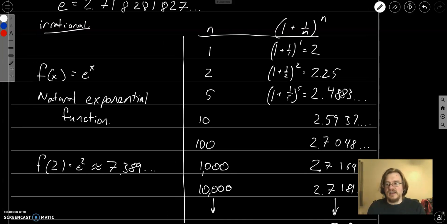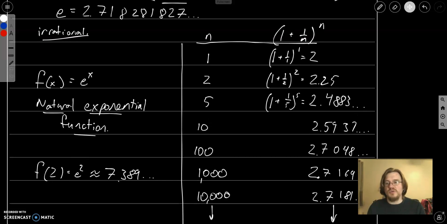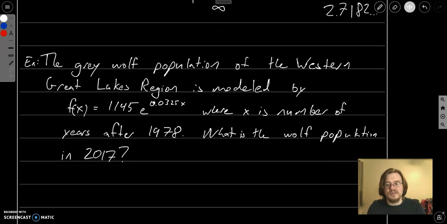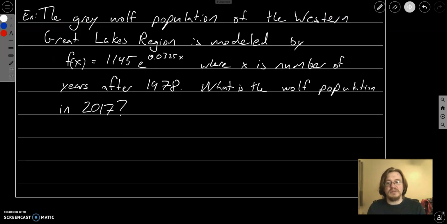And if you write down the exponential function with e as the base, this is called the natural exponential function. And so for instance, f of 2 here, e squared, 2.7 blah blah blah squared is going to be about 7.389. So this is just something that you have to plug into a calculator. And most calculators come with e built in.